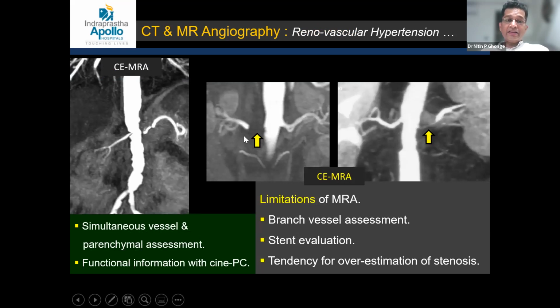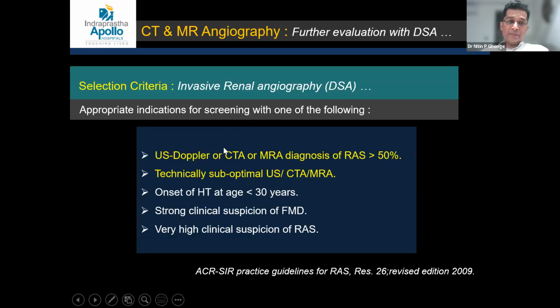But MRI has an important limitation. It is not good for evaluation of the stent. As we can see, this is the area of the stent in the right renal artery in the proximal part, and it is seen as a flow void despite the fact that the stent is patent. So MRI is not good for stent evaluation.